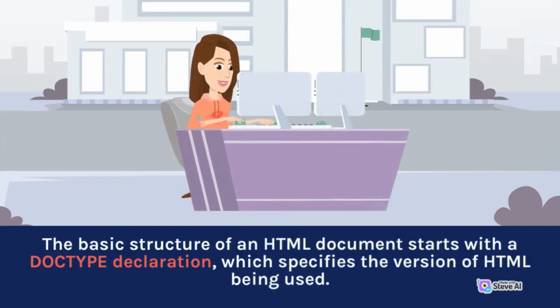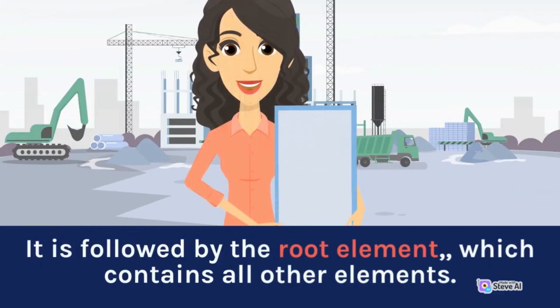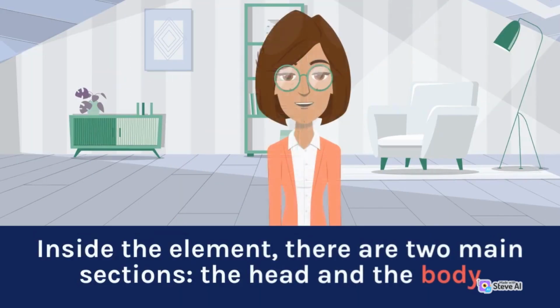The basic structure of an HTML document starts with the doctype declaration, which specifies the version of HTML being used. It is followed by the root element, which contains all other elements. Inside the element, there are two main sections, the head and the body.